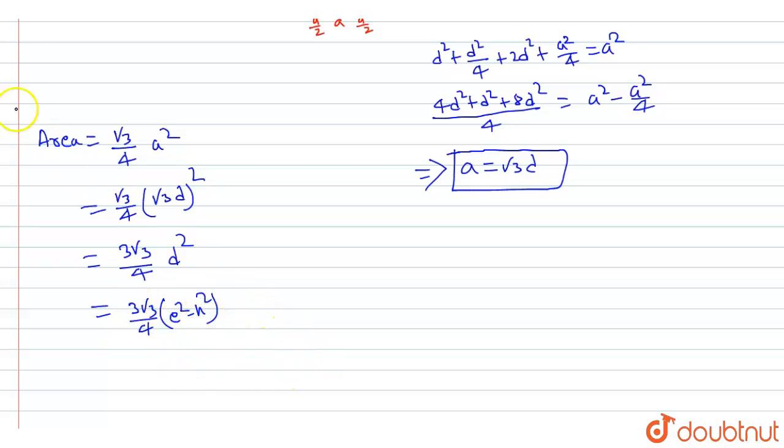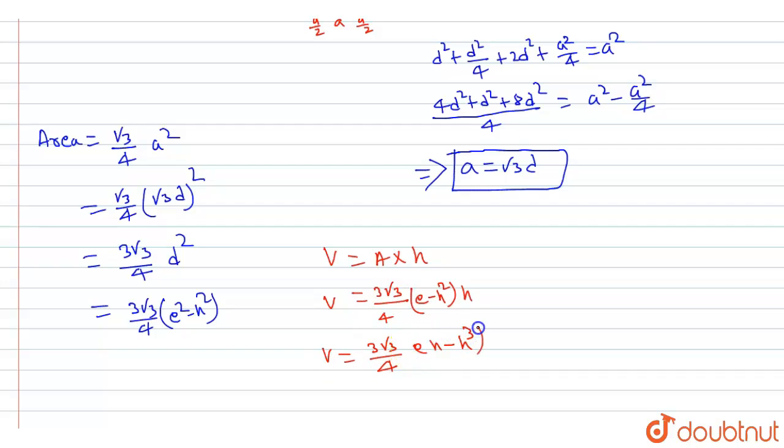This is the area. Finally, we have to find the volume. So volume is equal to, as we know, base area into height. So base area is equal to 3√3/4 into (E² − h²), into h. This is the base area, means volume is this. So V is equal to 3√3/4 (E²h − h³).